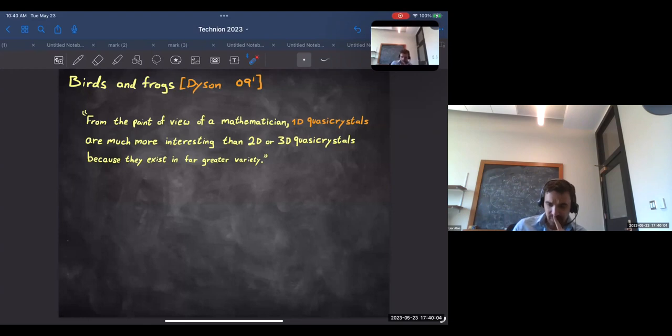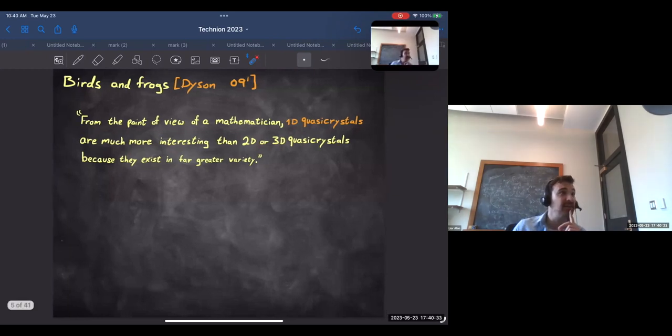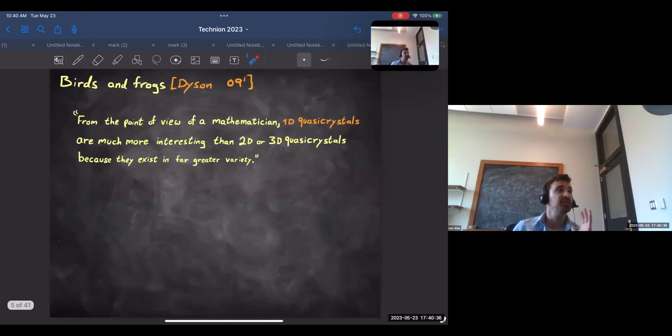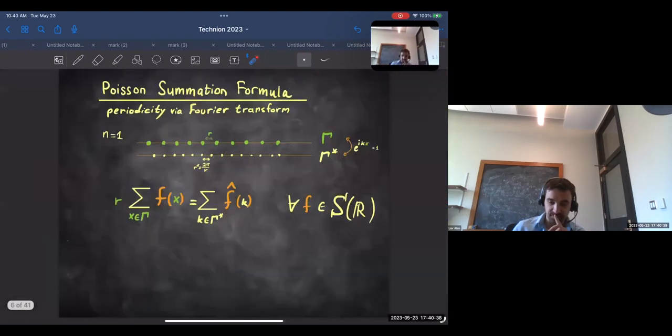And in there, he discussed all kinds of jokes of nature. One of them is that the zeros of the Riemann zeta function behave like a one-dimensional quasicrystal, in a sense, which we might talk about later. And he says that from the point of view of mathematicians, one-dimensional quasicrystals are much more interesting than two-dimensional or three-dimensional quasicrystals. And everything I'm going to discuss from now on is one-dimensional quasicrystals.